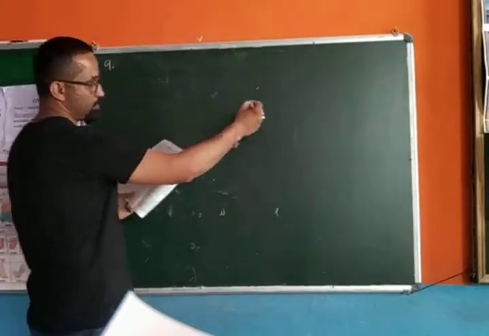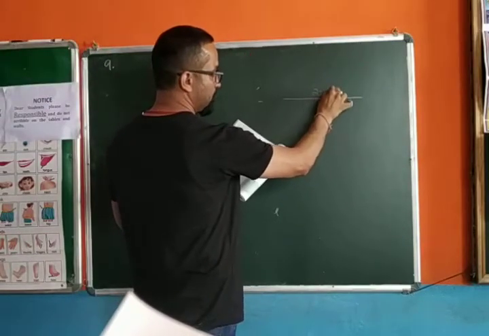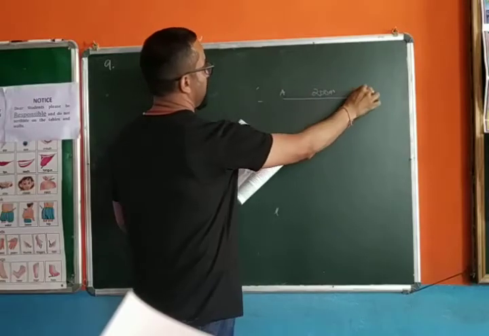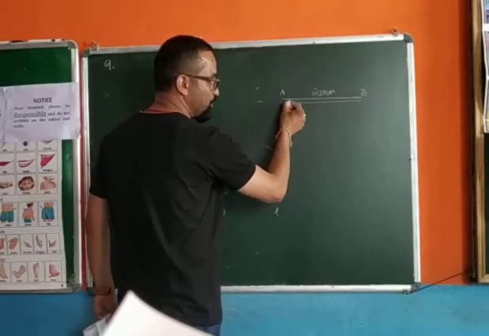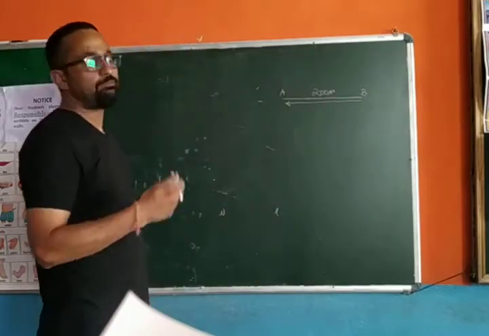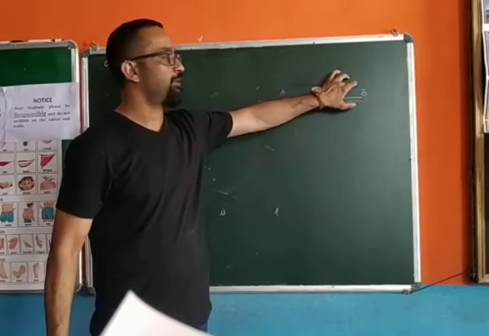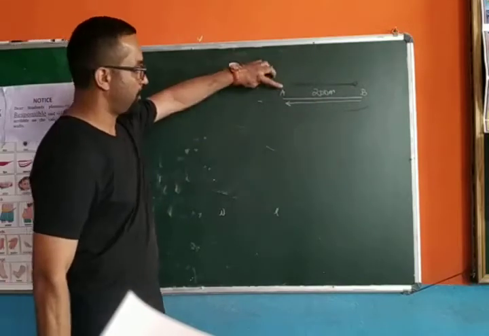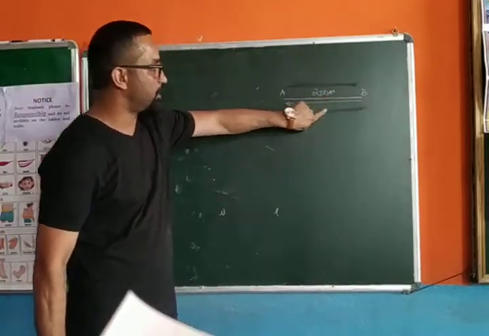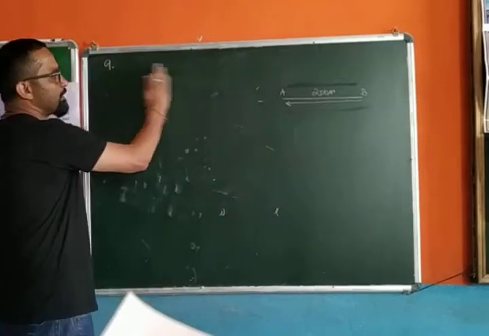So he is swimming 200 meters, starts from A, reaches B, and again returns back to A. The total time taken for swimming, going forward and returning back, is given in the question. It is 10 minutes. So look at the calculation.